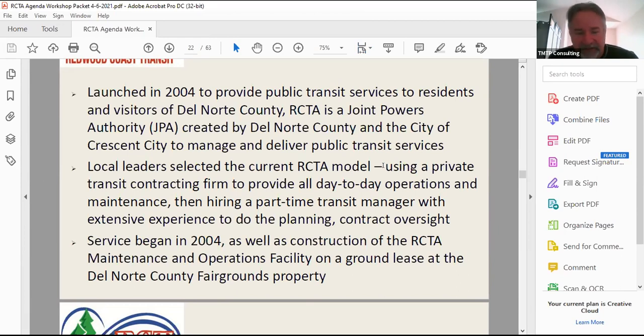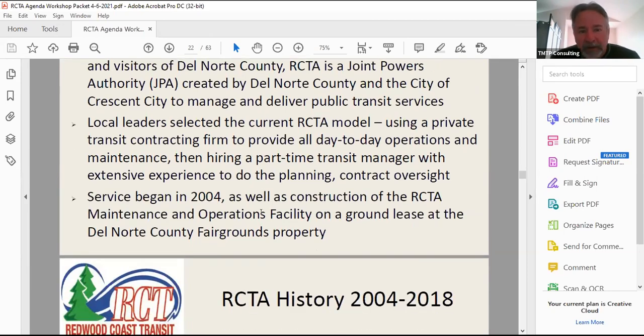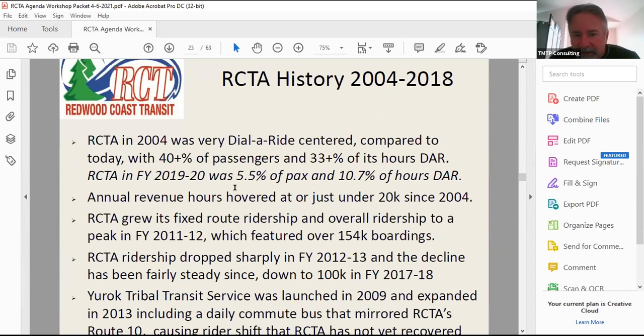The model is a fully privatized agency. So everybody besides the contract that Dan, Sylvie, and I work under, everyone else is under one large contract held by First Transit right now to provide all the day-to-day operations and maintenance. And then we're under a separate contract to provide basically all the agency work, which is your planning, your budgeting, your capital projects, marketing, that sort of thing. Service began officially as RCT in 2004, as did the construction of the M&O facility, the maintenance and operations facility, which is on the north end of the fairgrounds property. The early days of RCTA, we were very dial-a-ride centered. I was able to dig that out of the stats.